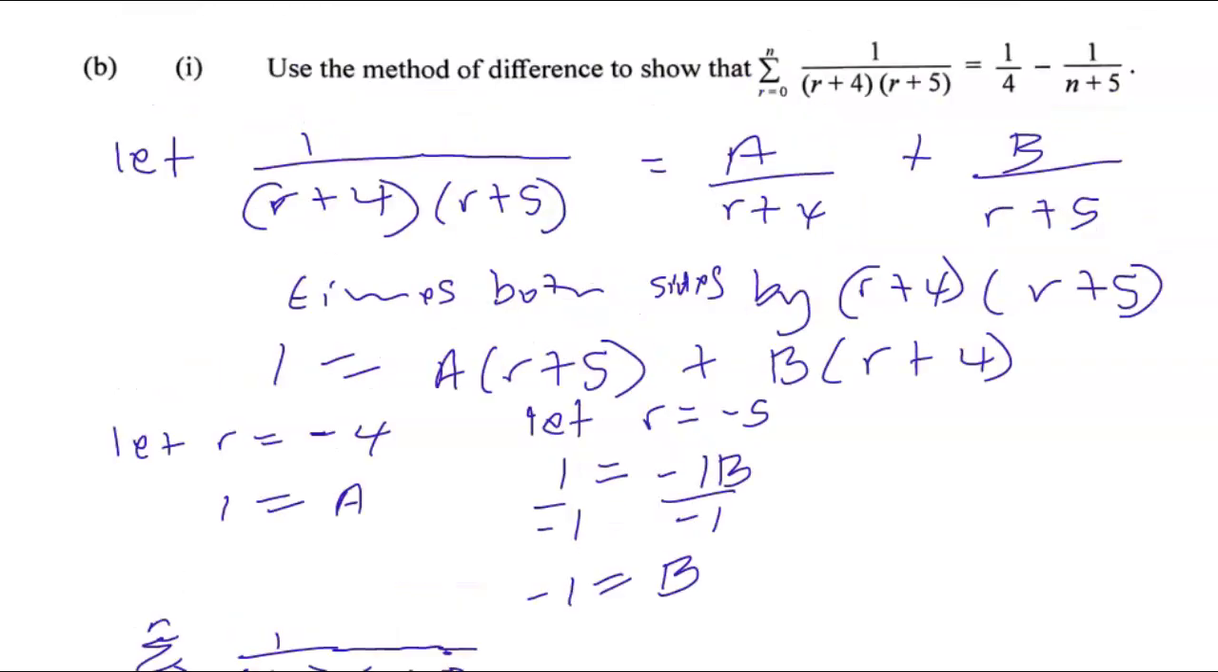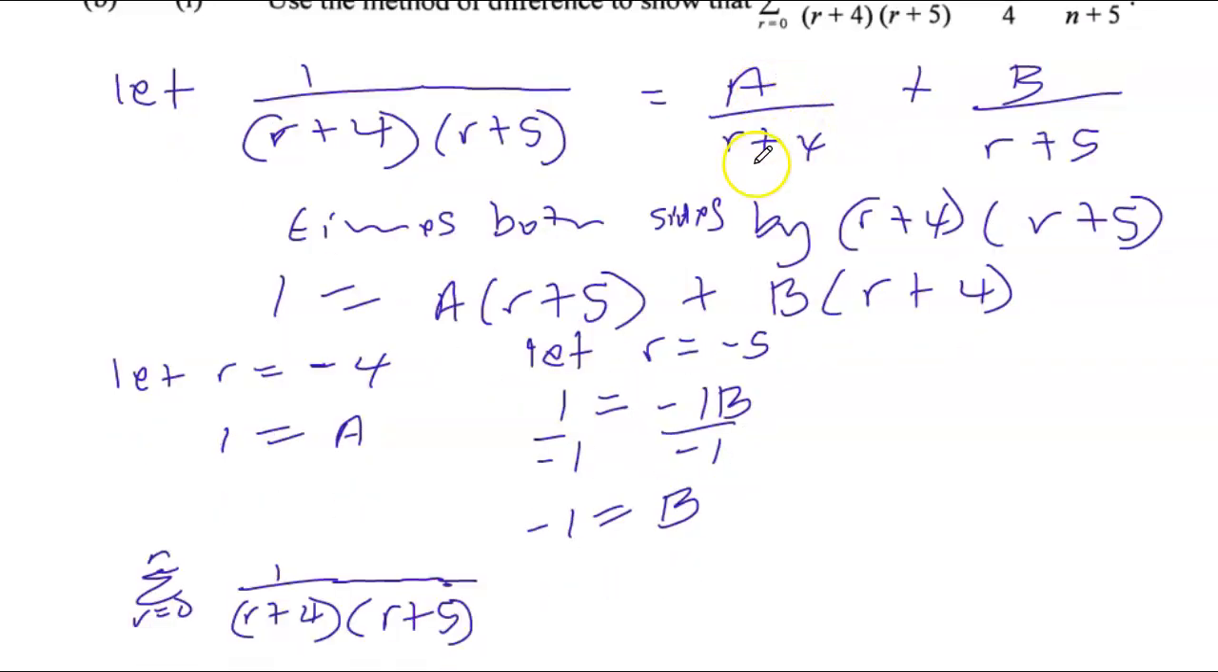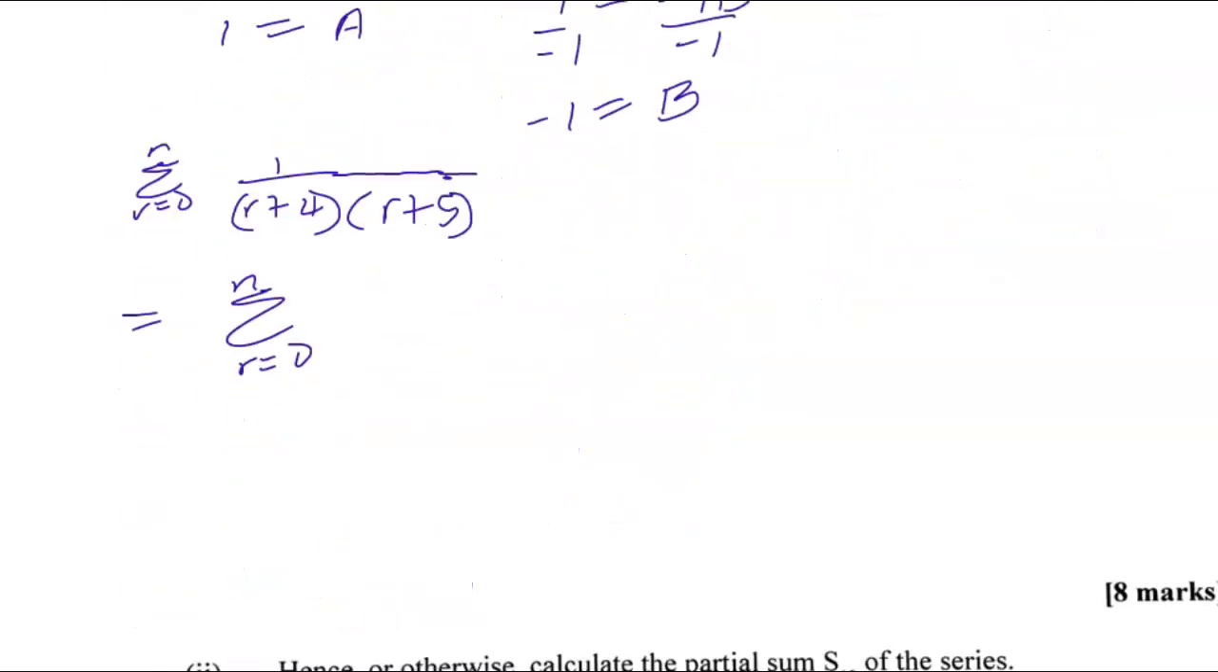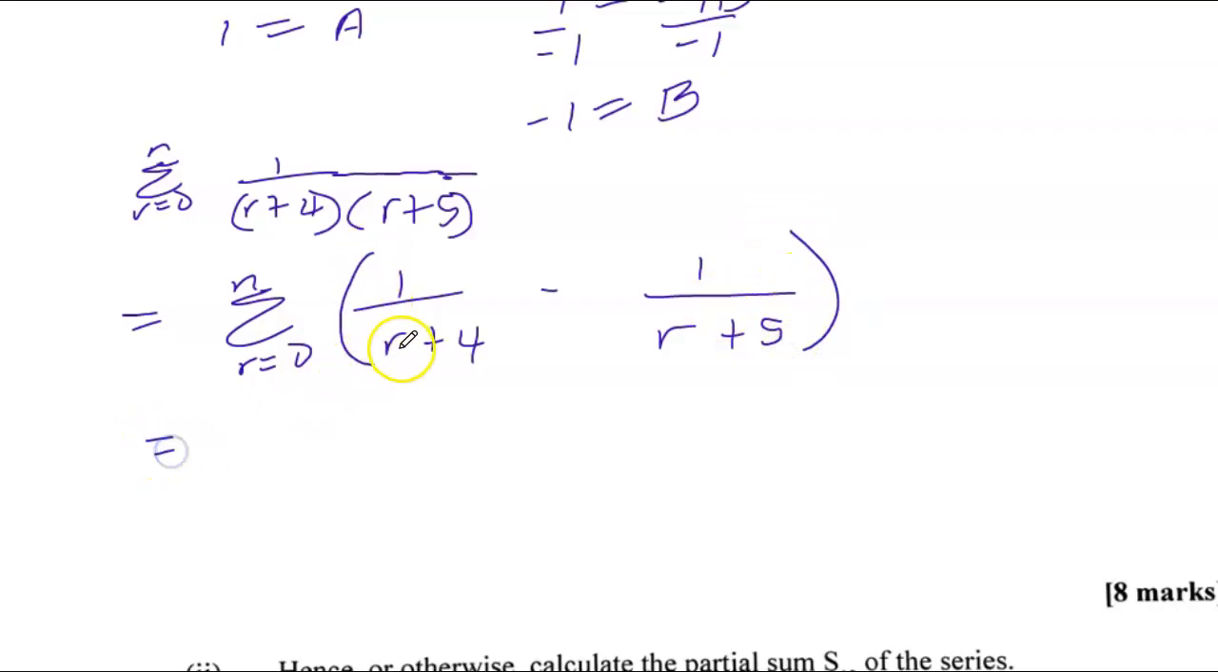a to be 1 and b to be negative 1. So it's 1 over r plus 4 minus 1 over r plus 5. So we can try values now. Let's begin by plugging in, so we start from r equals 0.